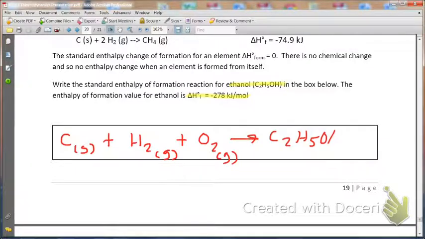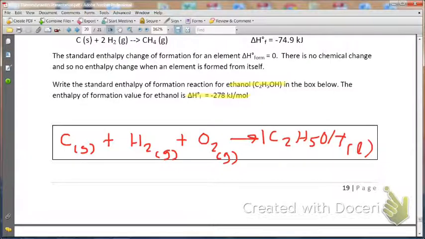C2H5OH. Alright, which is a liquid. Alright, so now we need to balance this equation. Remember, we can only create 1 mole of it. Alright, that's what's required from our definition, only 1 mole of our compound.